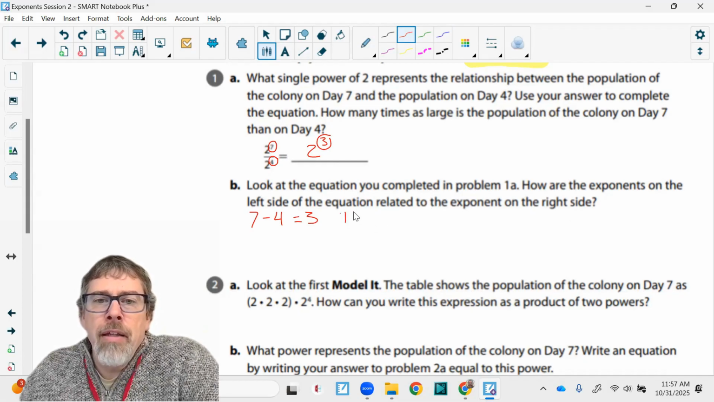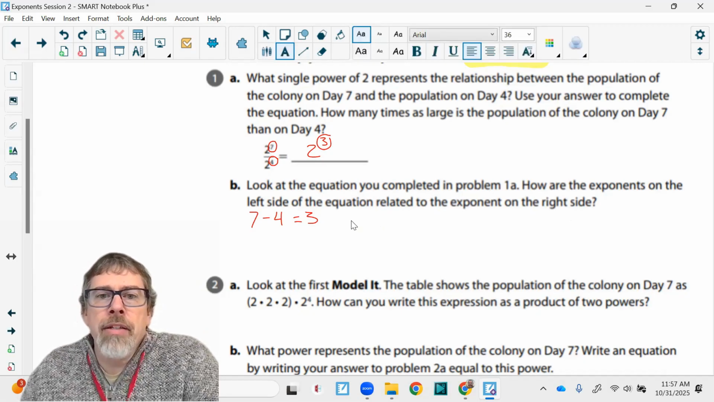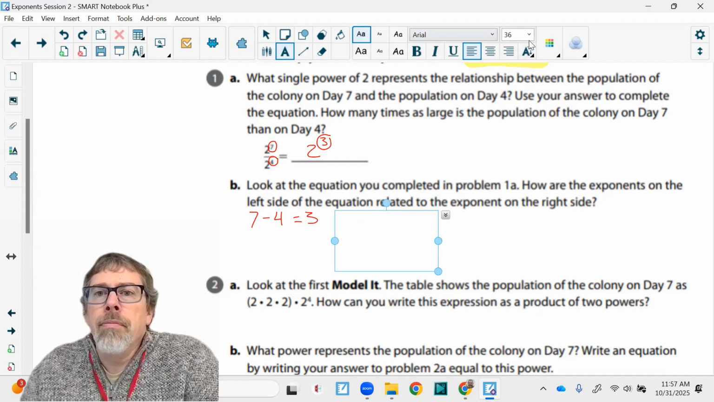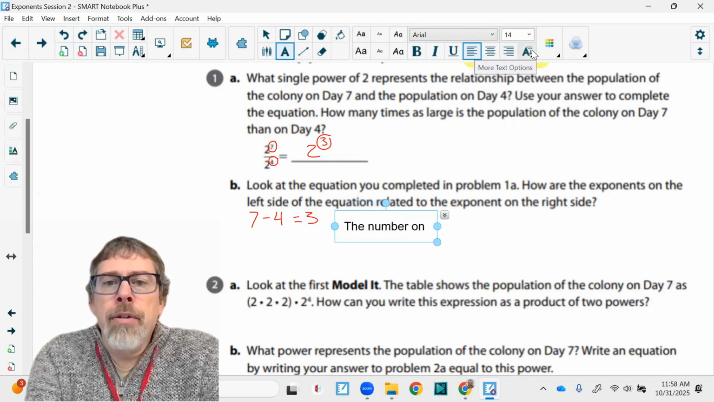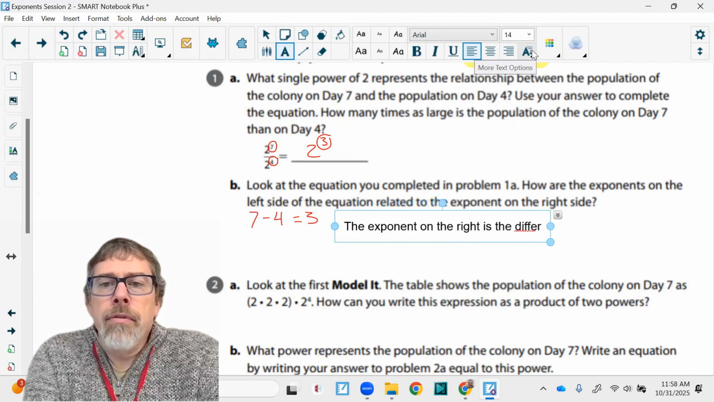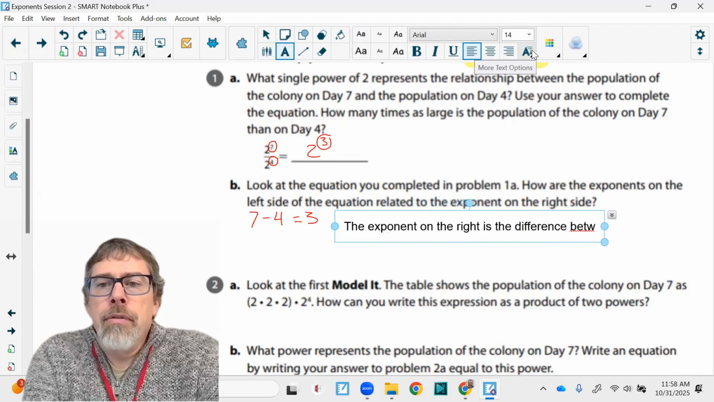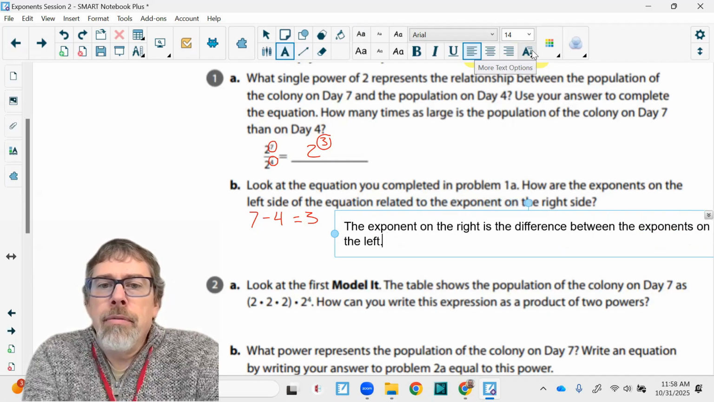So the number on the right is the difference. All right, so let's write that. Actually, I'm going to do it a little differently here. I'm going to do a text box and type instead. I'm going to say the exponent on the right is the difference between the exponents on the left. Okay?